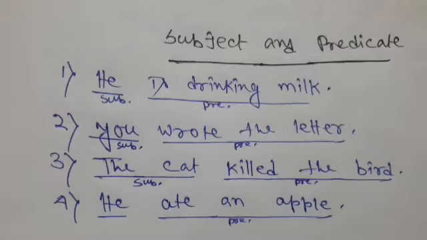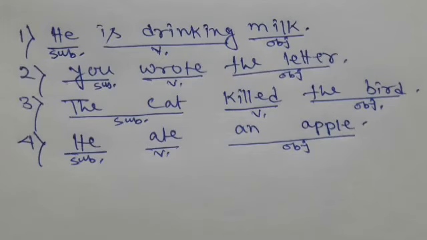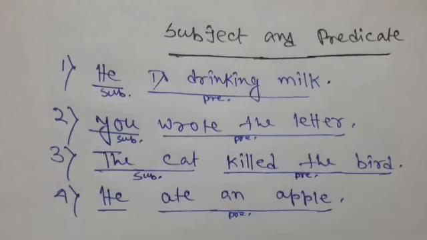In the first sentence, he is drinking milk. In this sentence, he is the subject and the rest of the part, is drinking milk, is the predicate. In the second sentence, you wrote the letter. You is the subject and wrote the letter is the predicate.